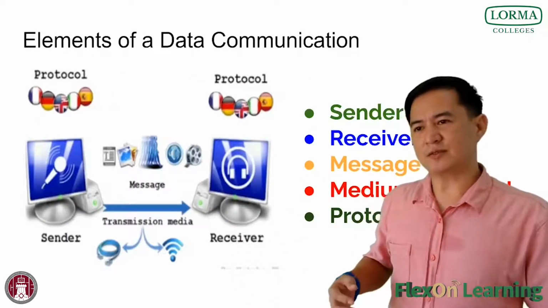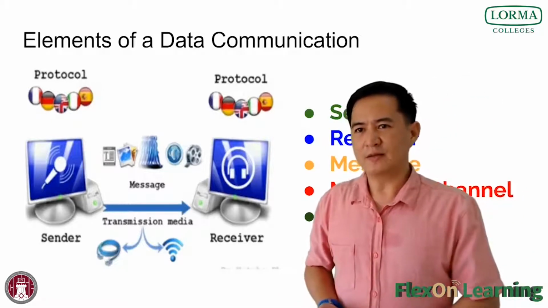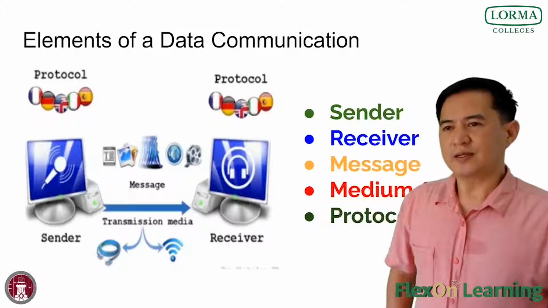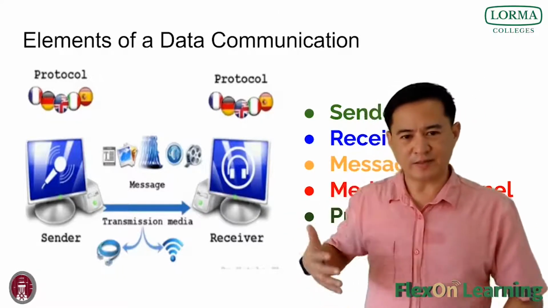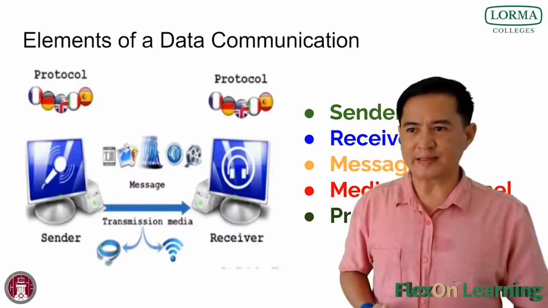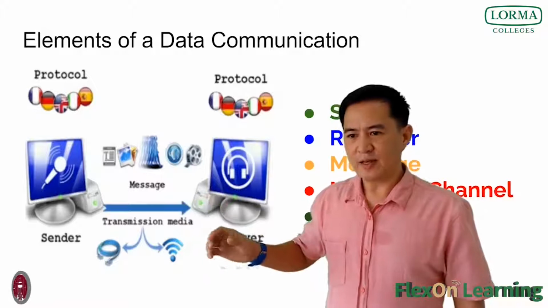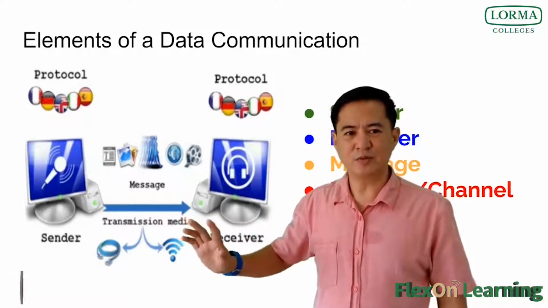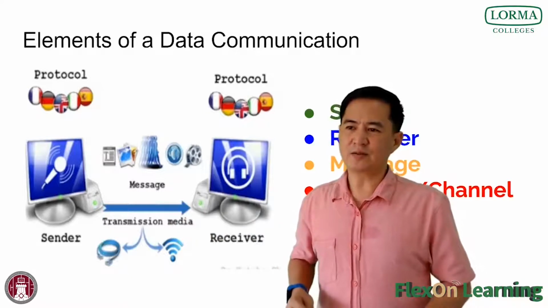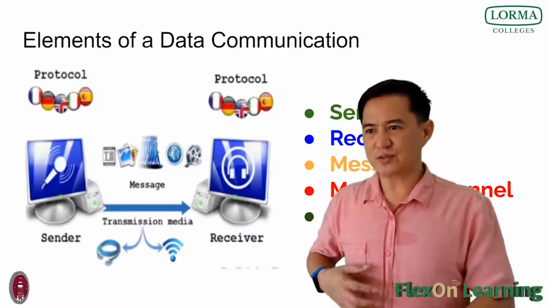Let's take a closer look at the definition of data communication. Let's take a closer look at the elements of data communication. We have already described that there are 5 components in it. So you must have a sender, you must have a receiver, and you must have a transmission media across or between the two devices. And it has to be governed by some kind of a protocol.